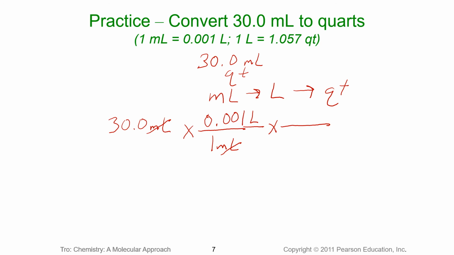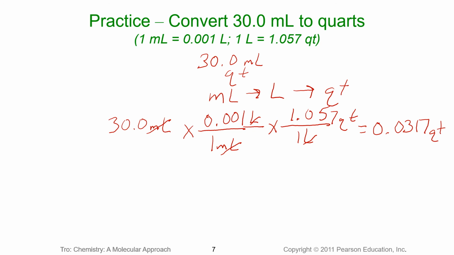Now we want to find quarts, so we're going to put our 1 liter on the bottom so that it cancels the liters, and 1.057 quarts on top. And again, to do the math, you multiply across the top, you divide by anything that is on the bottom. So our answer would be 0.0317 quarts.